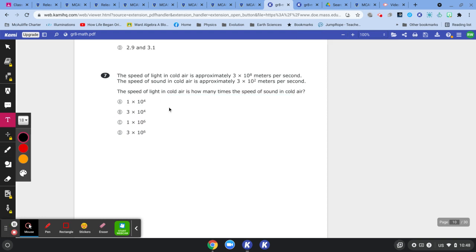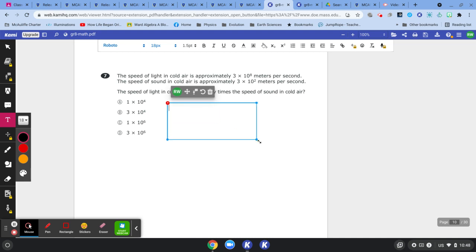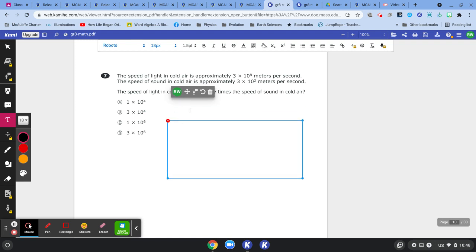Okay, we are at number 7 from the 2019 test. We have another exponential question. This exponential question involves scientific notation and a scientific notation operation. So we're given this word problem.